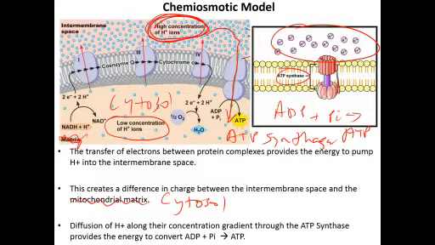This is what's referred to as an electrochemical gradient. You have a chemical gradient because you have a difference in concentration of protons outside and inside, the cytosol versus the intermembrane space. It is also an electrical gradient because you have a difference in charge, so you end up with a charge on the outside and a different charge on the inside of the cell.